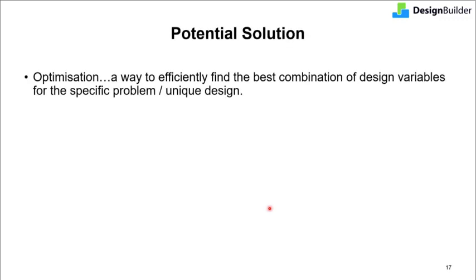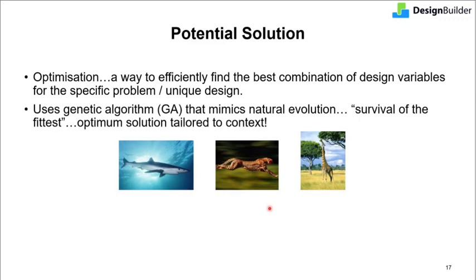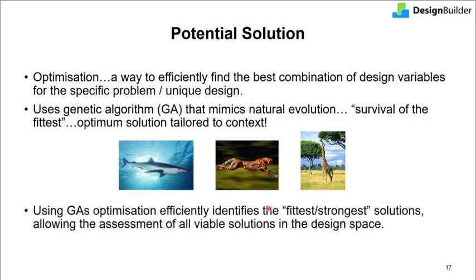And the answer is optimization. Optimization enables you to search the whole design space quickly and effectively to find the best combinations of design variables. It does this by using a genetic algorithm, which operates on the survival of the fittest principle of natural evolution. Using this advanced algorithm, optimization gives the design team confidence that they have identified all the strongest design solutions within the search space.